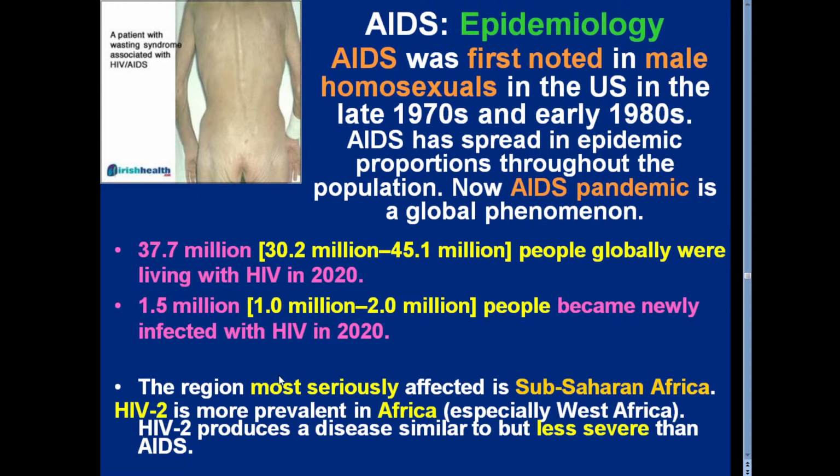The most seriously affected region is sub-Saharan Africa, where HIV-2 and other variations of these viruses are more widespread. But it is thought that HIV-2 produces diseases similar to, but less severe than, AIDS initiated by HIV-1.